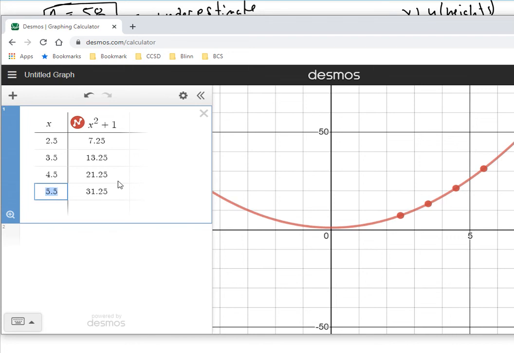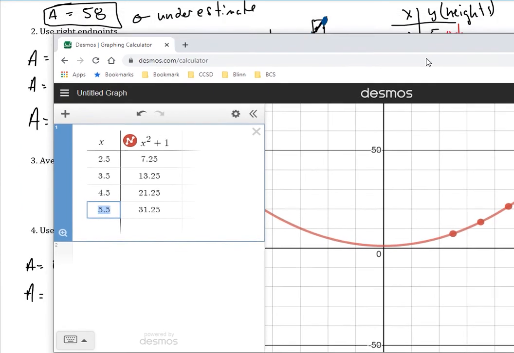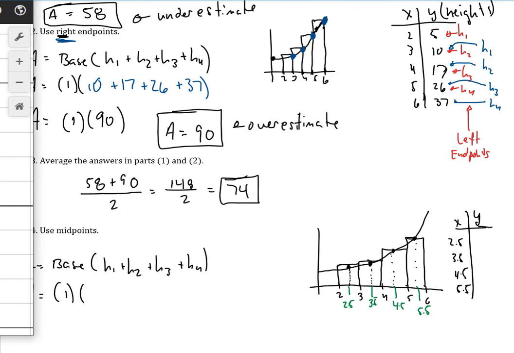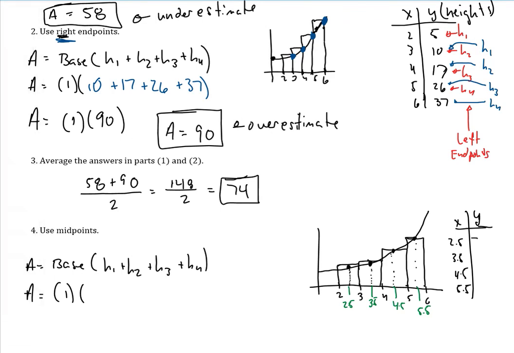But there they are: 7.25, 13.25. So we're just going to write those in. 7.25, 13.25, 21.25, and one more, 31.25. So these are the heights I want to use for this problem. Let me do green here. And our heights, when we plug them in, we have 7.25 plus 13.25 plus 21.25 plus 31.25.